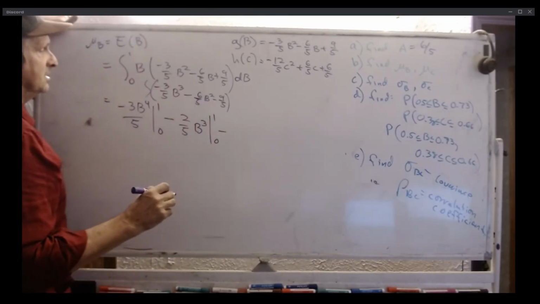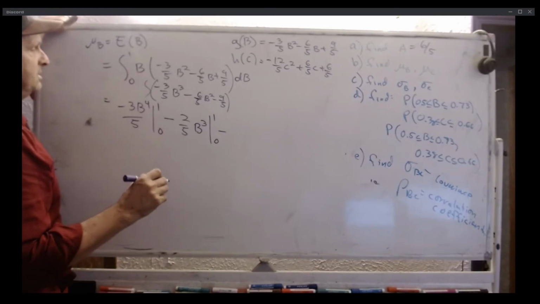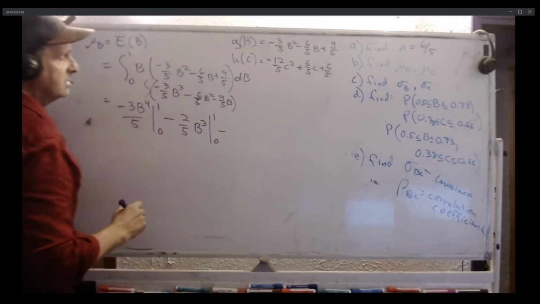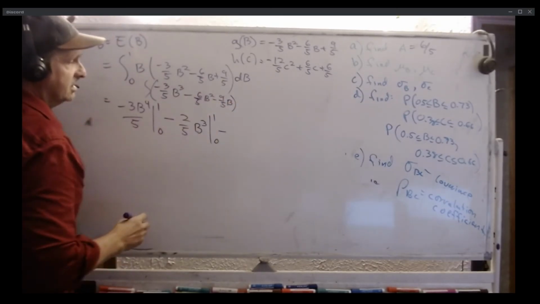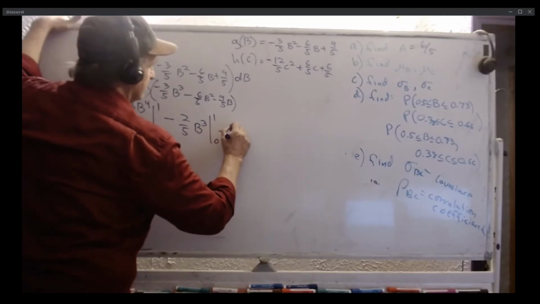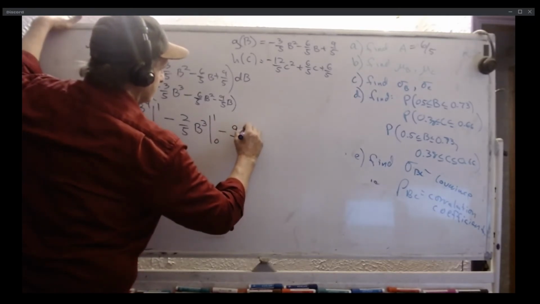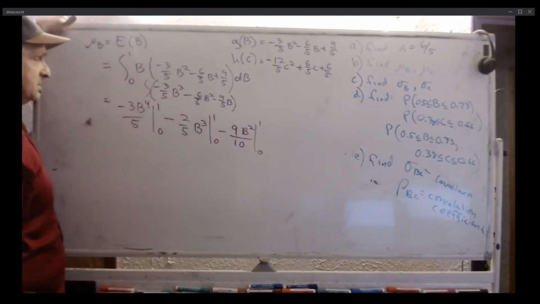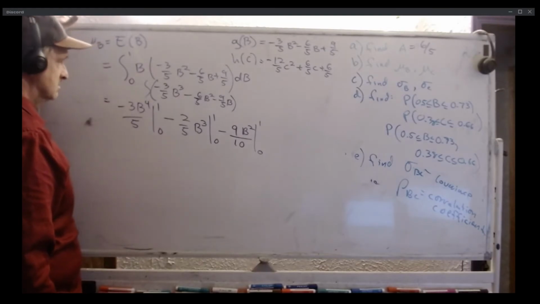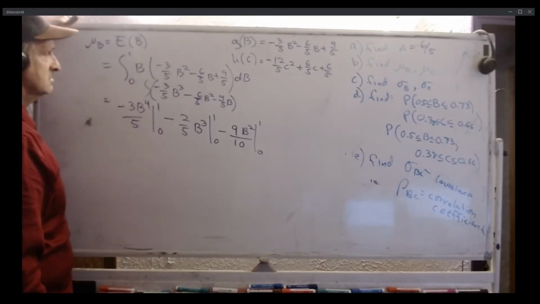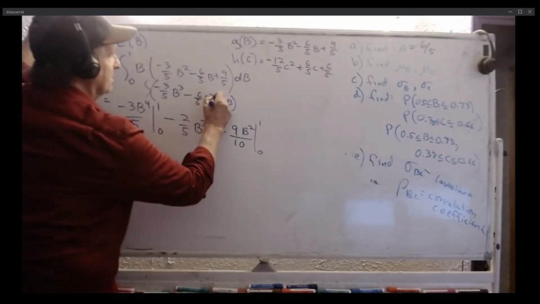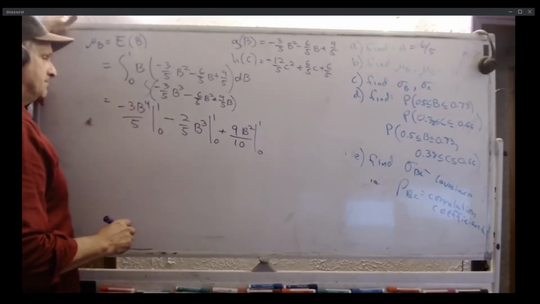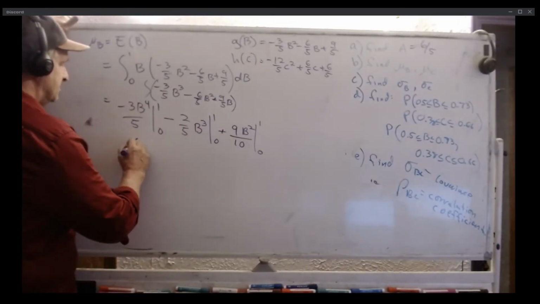Minus, did I forget to multiply the 9 fifths by b? I did. This is 9 fifths of b. So you integrate this, you get 9 tenths of b squared, right? Is that what you guys got? Oh, and this is plus, by the way. This is plus at the end. What do you get? This is going to be 6 tenths.